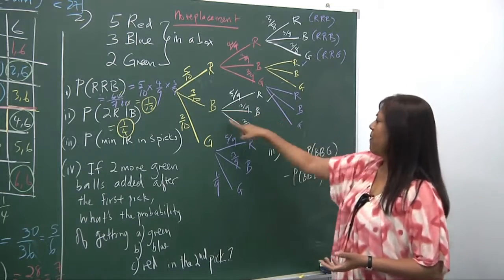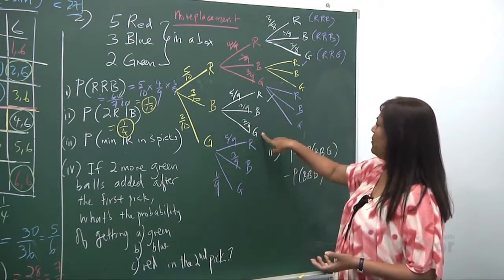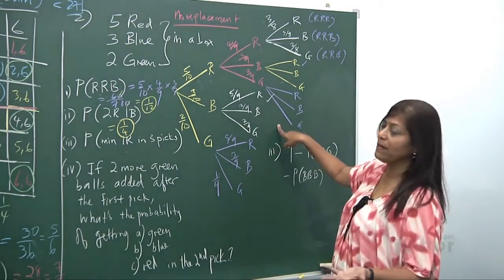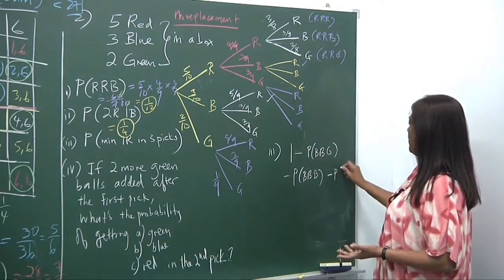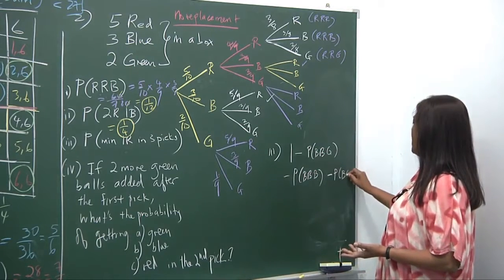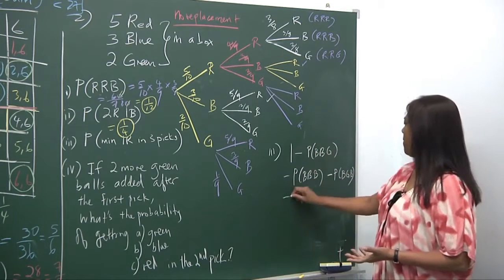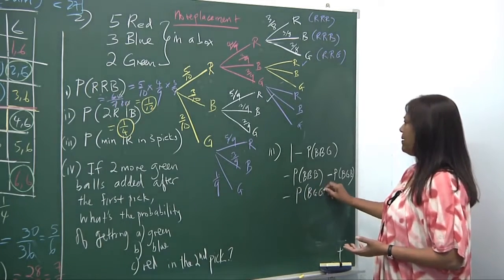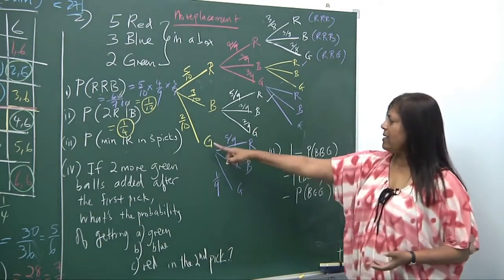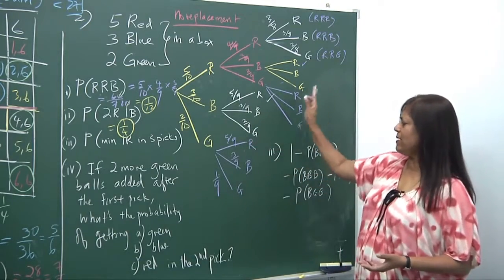What else? You have a probability of a blue, green. You have a blue, green. You can have a red will be in because minimum 1 red is a minus a probability of a blue, green, blue, and a probability of a blue, green, green. Okay, that's from this side. And here you get a green, red. This is all in already, don't worry.